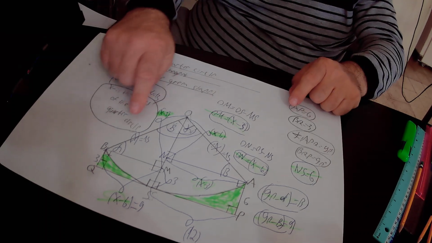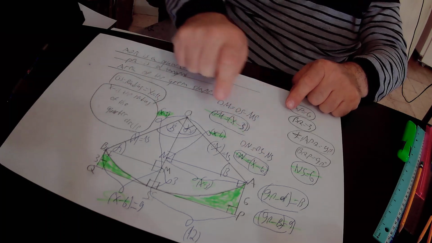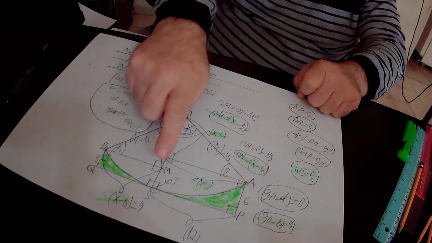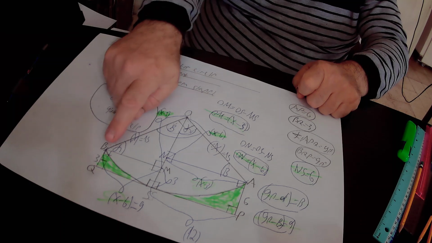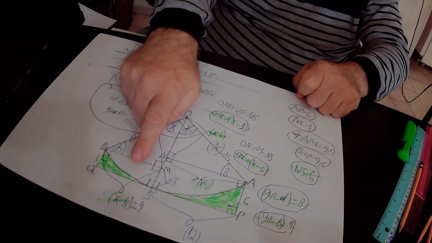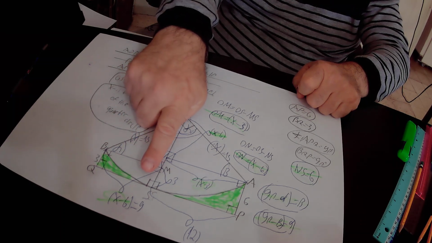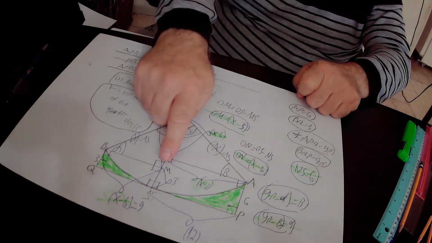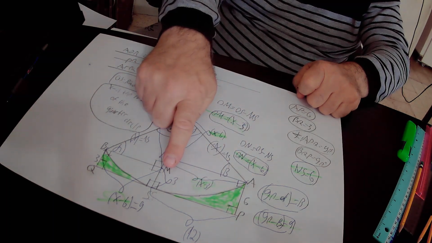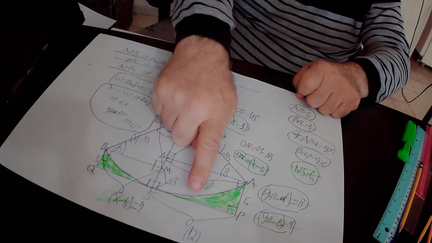Here, OB, this is x, is 15, OA, that is x, is 15, OS, that is x, is 15, QS is x minus 6, that is 15 minus 6, that is 9, SP is x minus 3, that is 15 minus 3, that is 12.